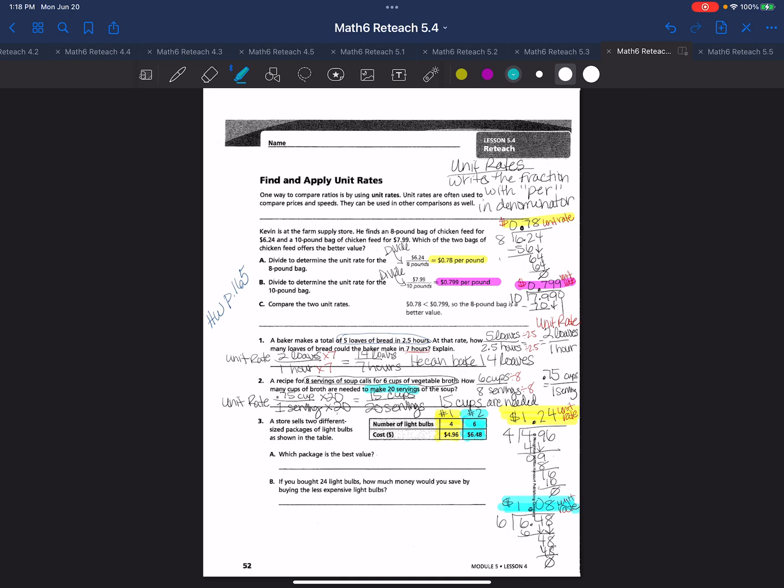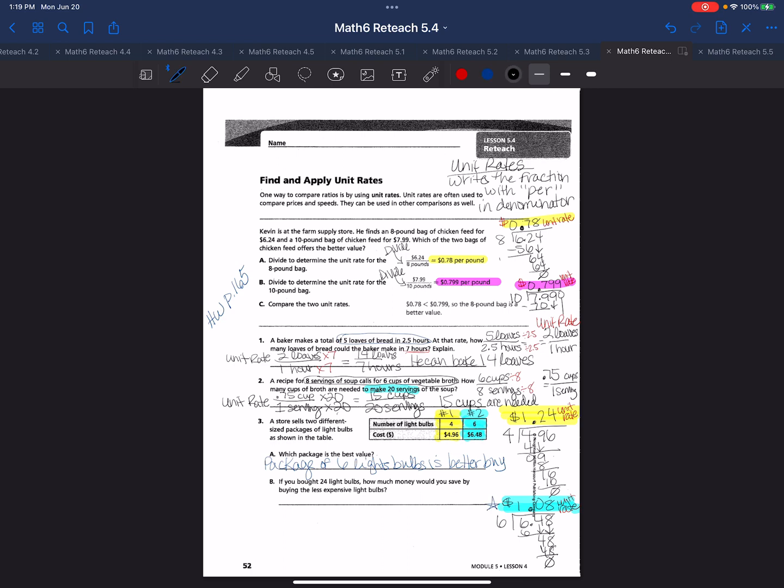So now I can compare my unit rates to determine which is the better buy, which is the best value. So do I want to pay $1.24 per light bulb or $1.08 per light bulb? Well, I think I want to pay less money, so the package of 6 light bulbs is the better buy because this is cheaper.